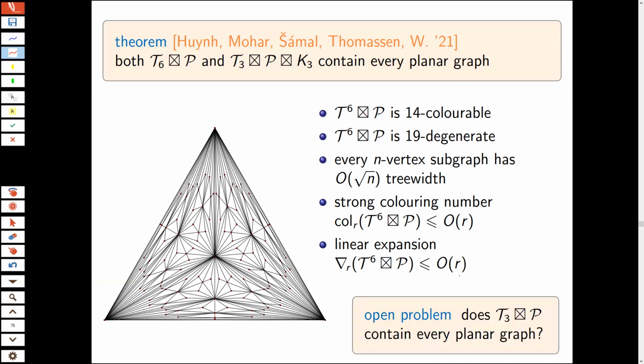Let me mention just a little open problem here: can you delete this K_3? I'd love to be able to do that, but we have no idea how to do that. It's a very nice question. Okay, so that's the product structure for planar graphs.